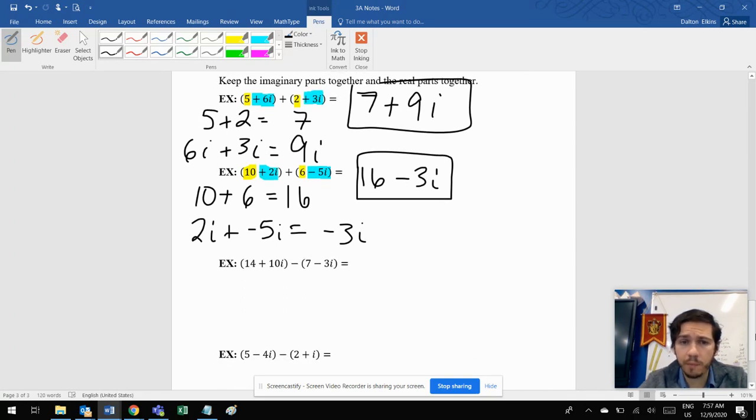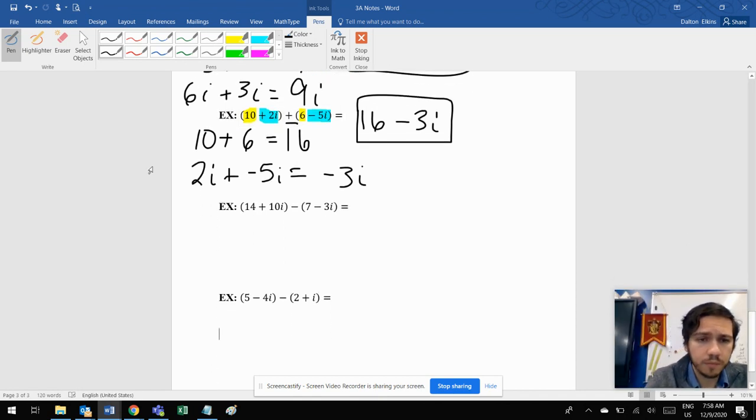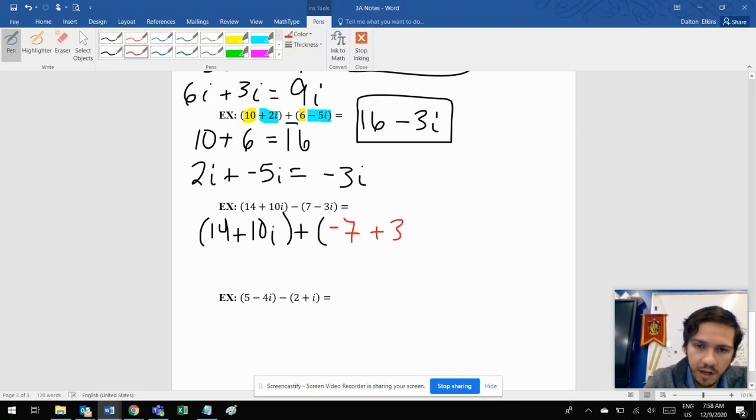So that was 2 examples of addition, right? We were adding here and here. Well, if you remember when we were subtracting quantities, the first thing that we did was we took the quantity and wrote it as addition, but then we just changed the sign of everything that came after it. So this is going to be minus 7 plus 3i.